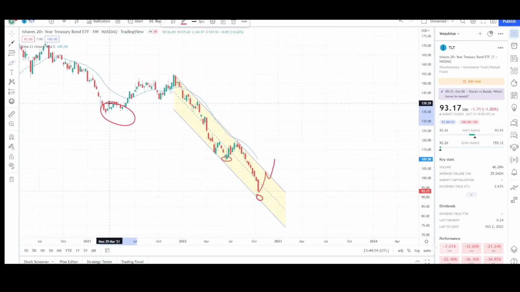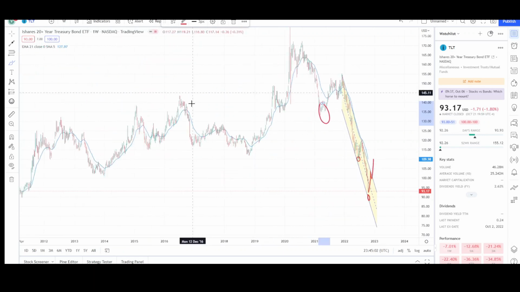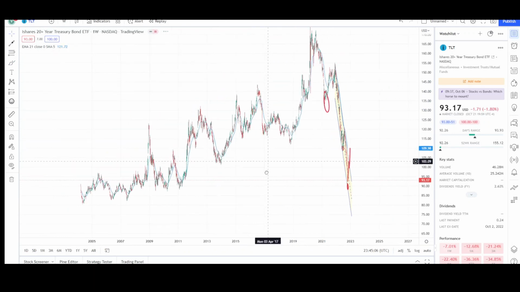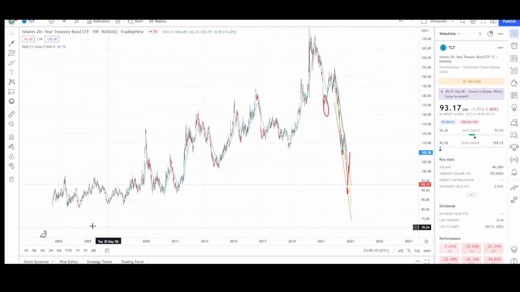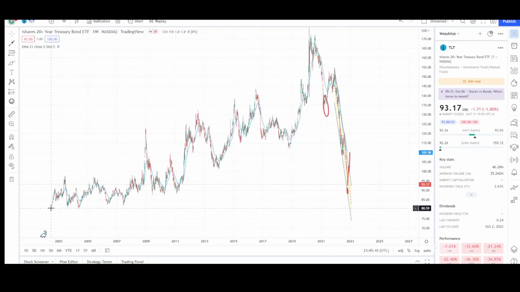You can see that we're about the same distance from the EMA as we were at this point, and we saw a nice size pullback. So pullbacks do happen in the market. It's naturally occurring. So this is pretty much the entire price action for TLT. Every time you see this little dinosaur, that means this is the beginning of the price chart. So we can see the entire price chart since 2003.